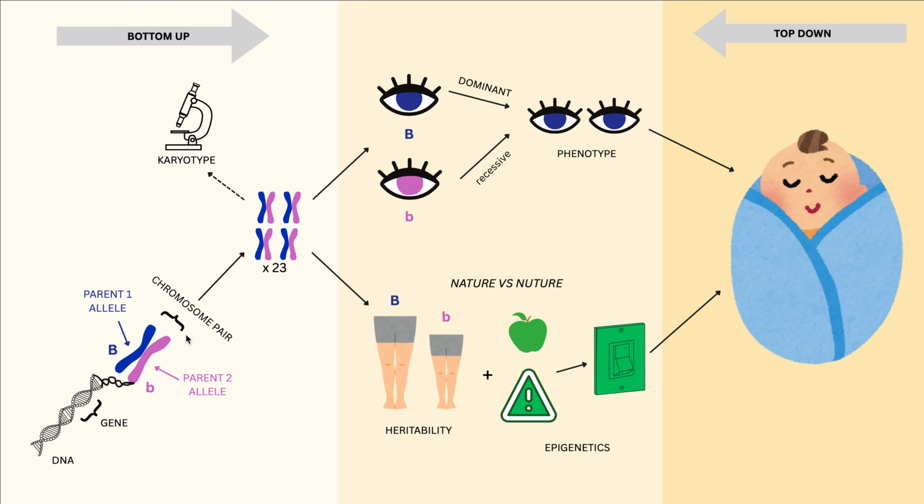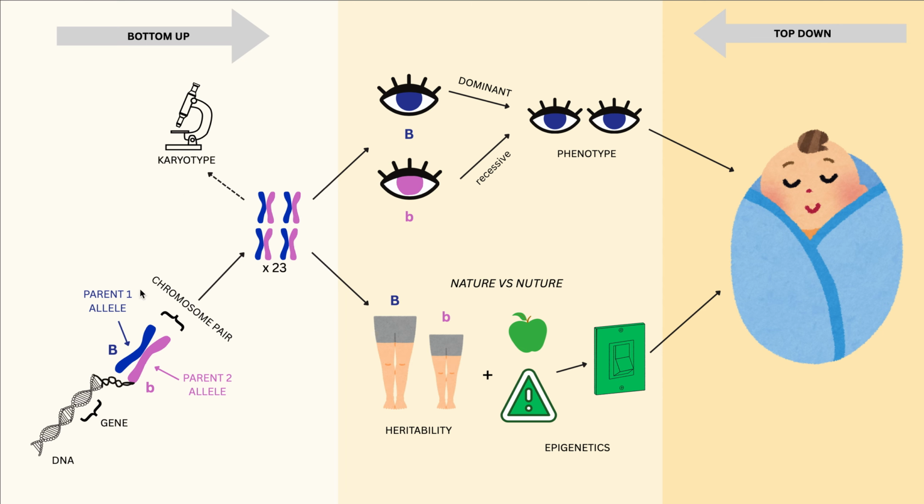So this is one chromosome pair, and each person has 46 chromosomes, or 23 pairs in total. These can be viewed under a microscope. A visual representation of all 46 of a person's chromosomes is called a karyotype.